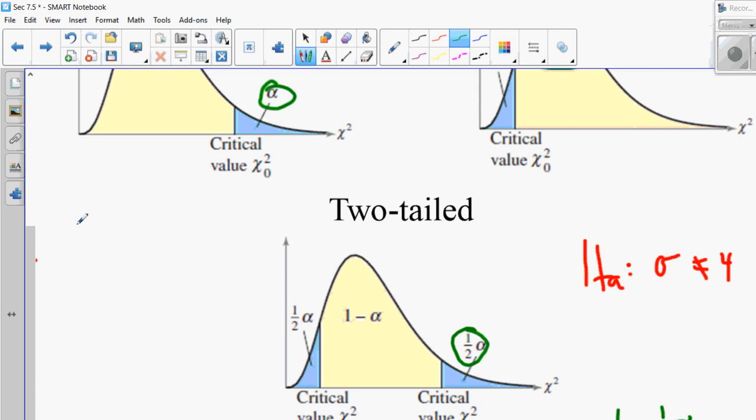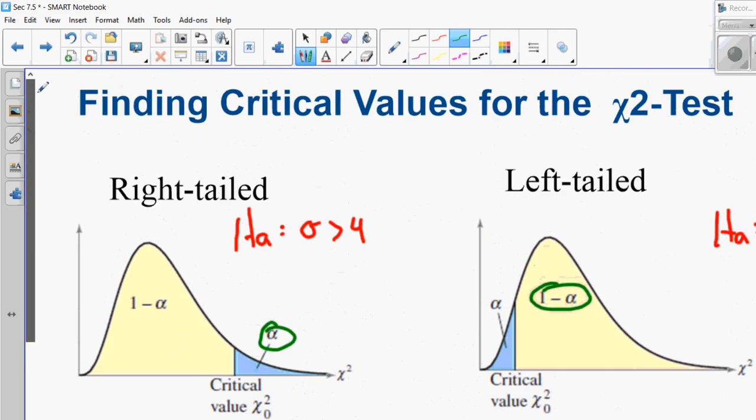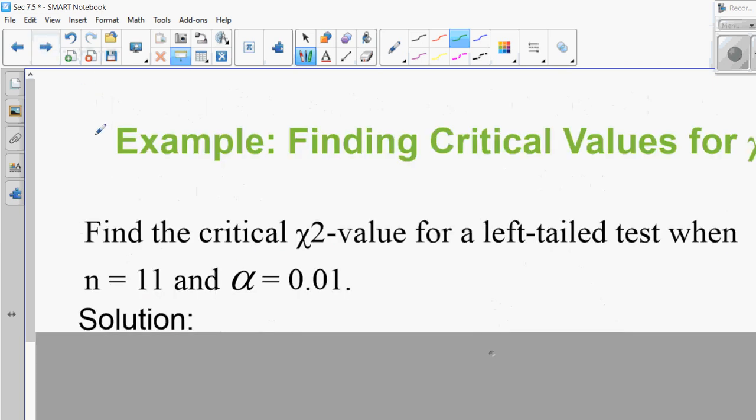To do this test, we're going to find that critical value in our chart, and it is based on whether it's a right-, left-, or two-tailed test, and on what our alpha is. So let's look at an example. Find the critical chi-squared value for a left-tailed test when alpha is 0.01 and n is 11.